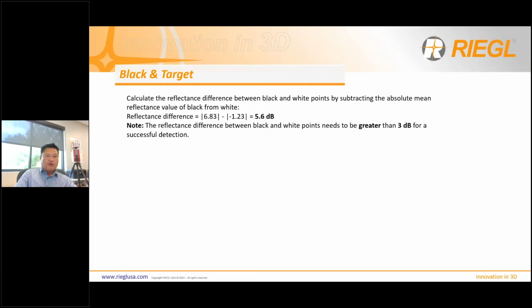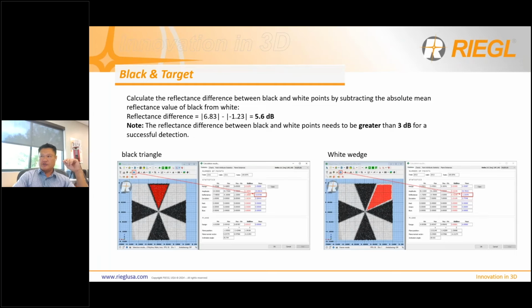But when we do calculate the reflectance of the black and white, to have the best results, the difference between the two black and white surfaces needs to be greater than 3 decibel, dB. And I'll show you how to do that shortly. It's not hard. You just do it, and then you can define your target.